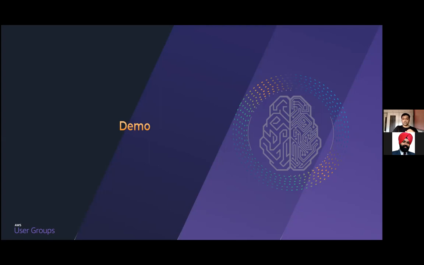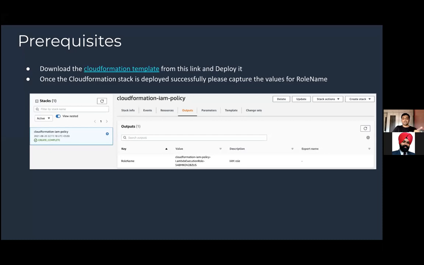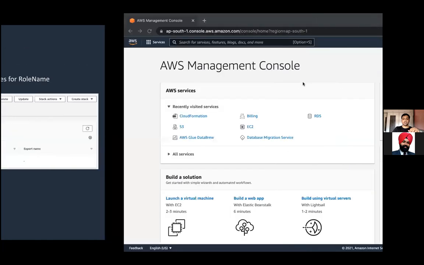As a next step, step one is you have to launch a prerequisite, which is to download a CloudFormation template from the link. This link points to my GitHub repository where a CloudFormation template already resides. So we focus on the demo part rather than worrying about CloudFormation itself. Once the CloudFormation stack is deployed successfully, please capture the role name. So I'll switch to my AWS Console.